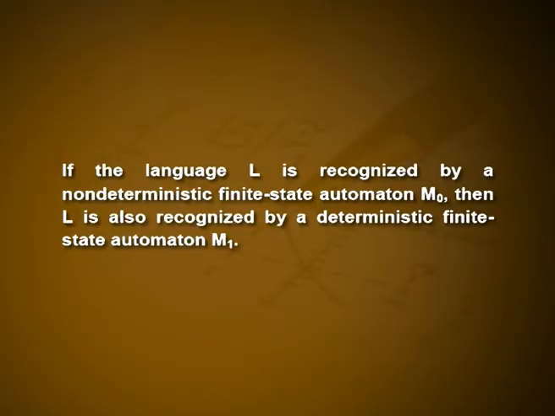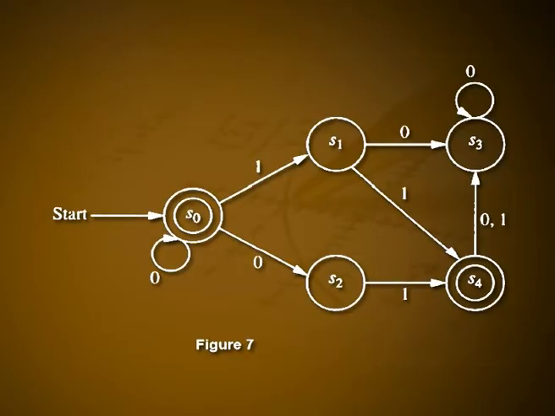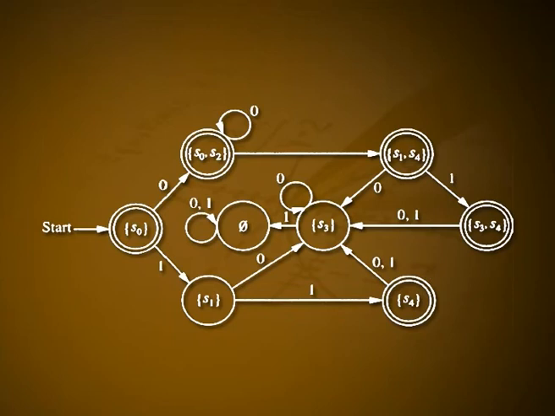Theorem 1. If the language L is recognized by a non-deterministic finite state automaton M0, then L is also recognized by a deterministic finite state automaton M1. Find a deterministic finite state automaton that recognizes the same language as the non-deterministic finite state automaton given in the previous example just before the theorem, and we can see it in figure 7. The deterministic automaton shown in figure 8 is constructed from the non-deterministic automaton in that example.